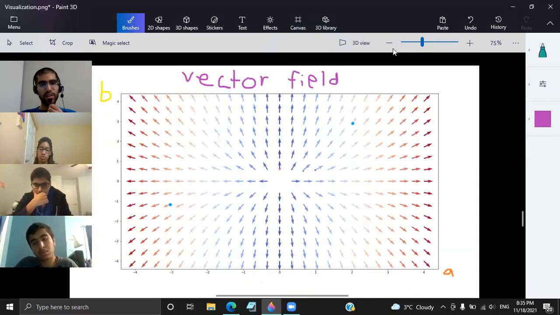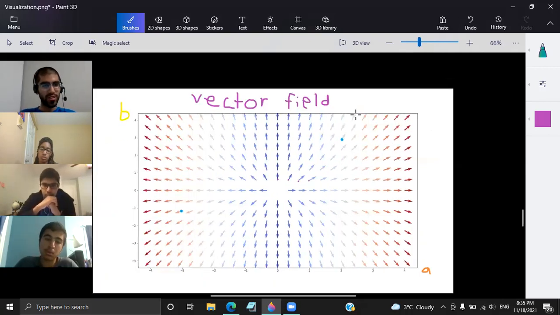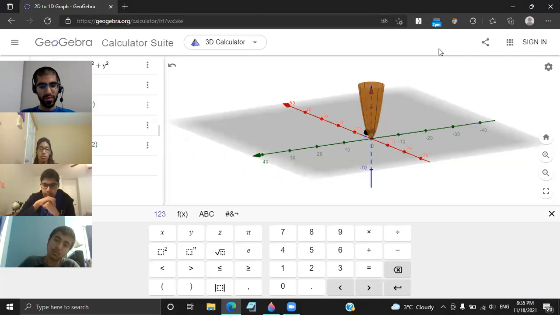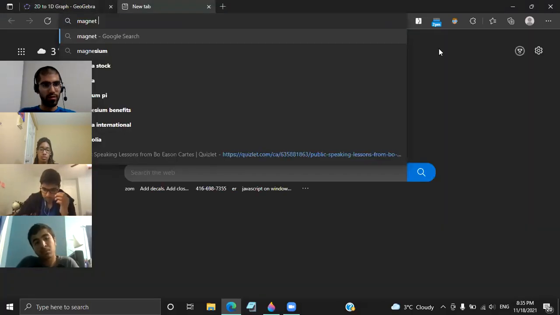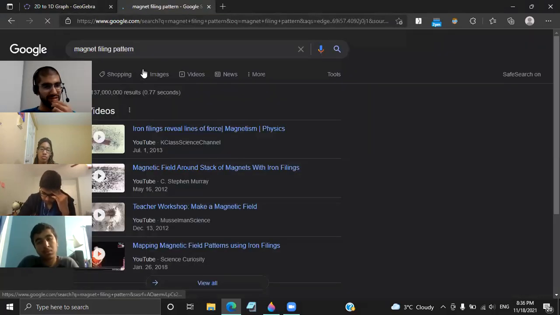Now, this is going to be the last visualization today, so I want to give you an actual example of where this is used. An example of where you might use a vector field is, let's say you're measuring magnetic field strengths. I don't know if you've ever seen magnet filings. I want to show you magnet filings. Magnet filing pattern. You know those rings that they form? Have you ever seen those rings? You see lines of force over here?